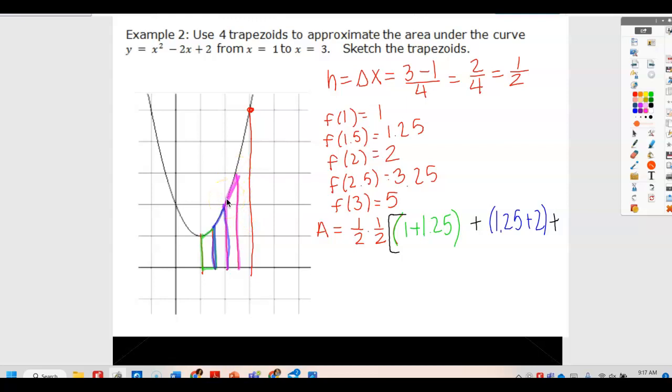Can you see how all of these trapezoids are much closer approximations than a Riemann sum? The last rectangle usually ends here, but now it starts where we ended and goes to where the whole interval ends. So I have my last trapezoid that starts at f of 2.5 and goes to f of 3.